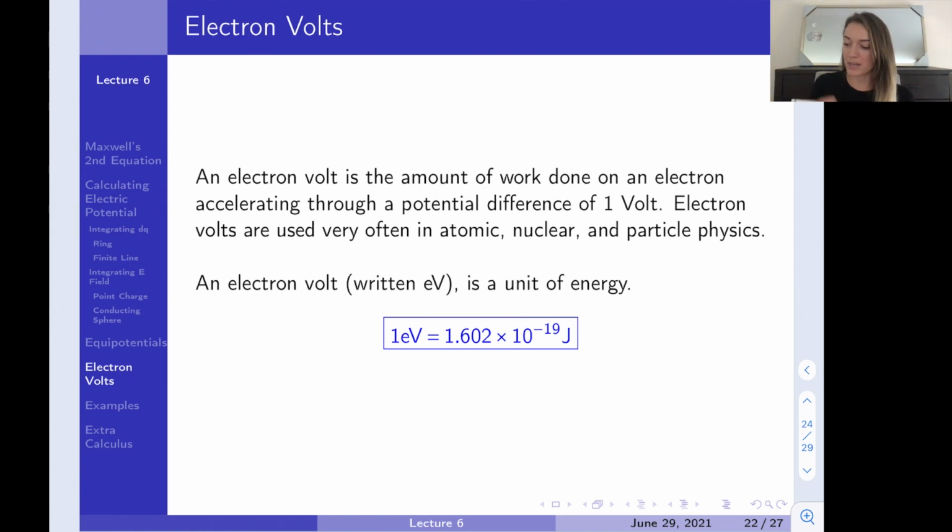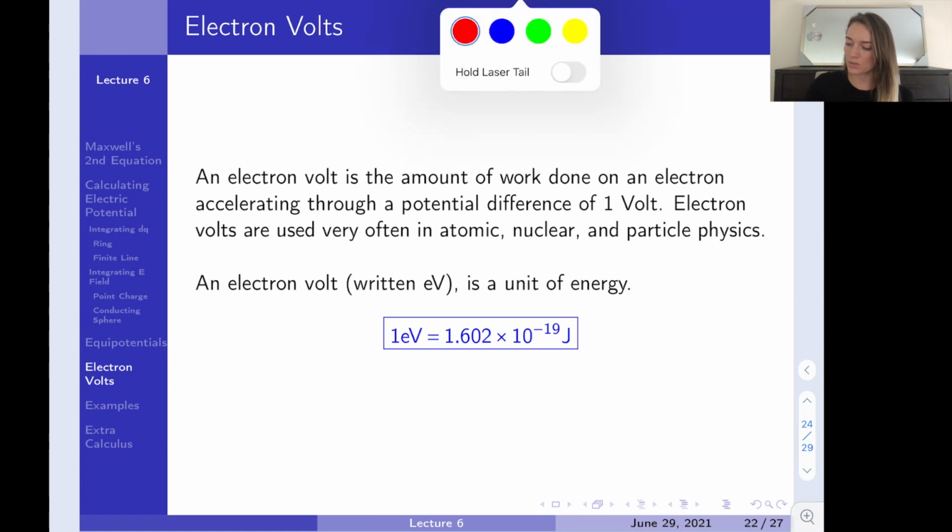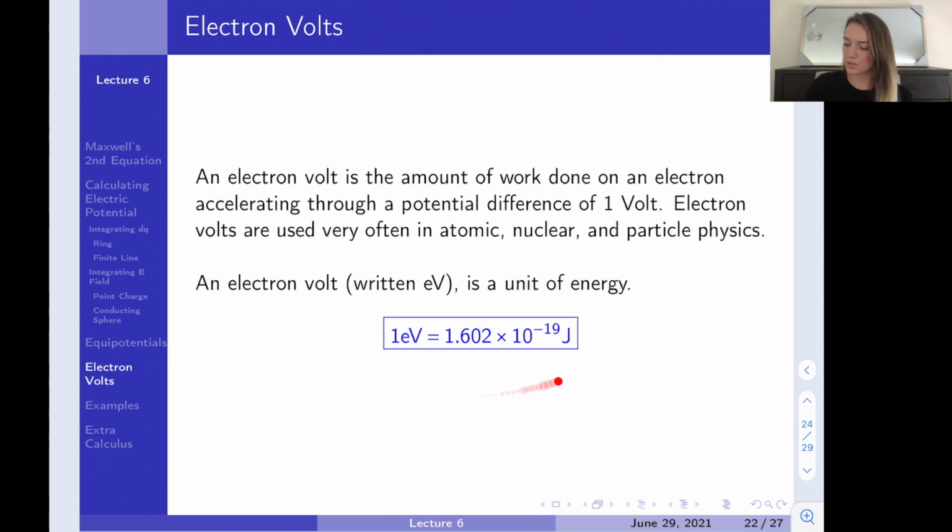For example, if you're looking in some other books or in some other classes you take, you might see the mass of the electron written as 1/2 a mega electron volt. We're not going to be doing masses in terms of electron volts, but it's important to remember for this class it's a unit of energy, and it's equal to 1.62 times 10 to the negative 19 joules.